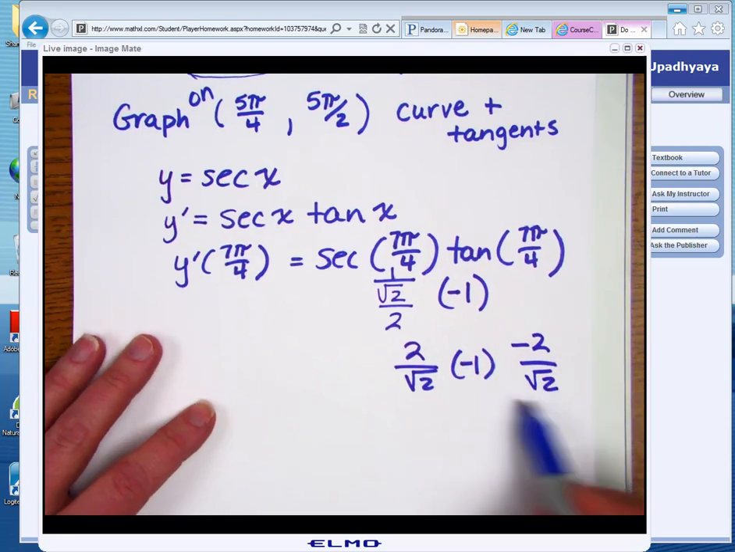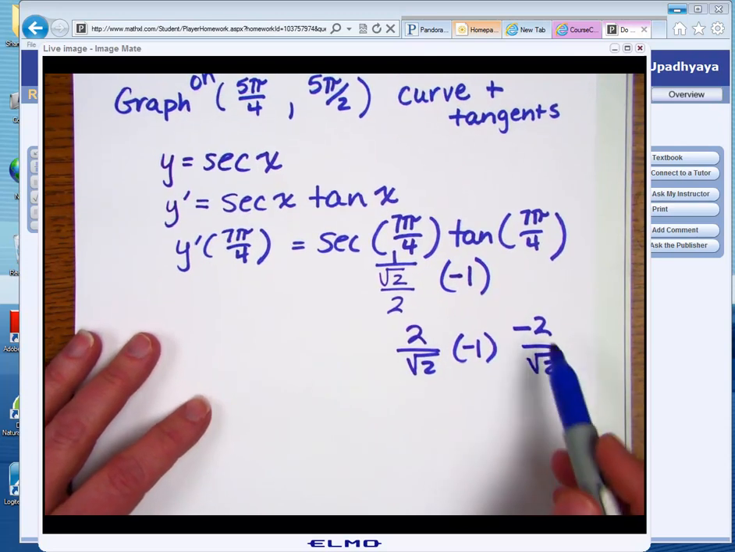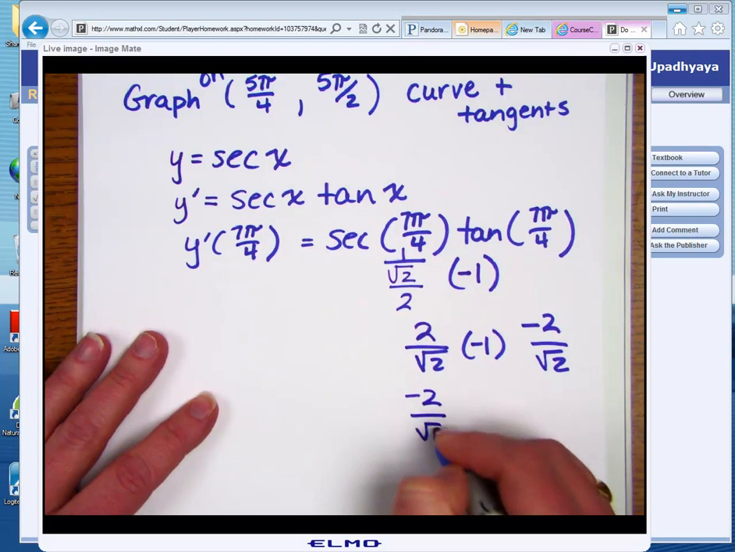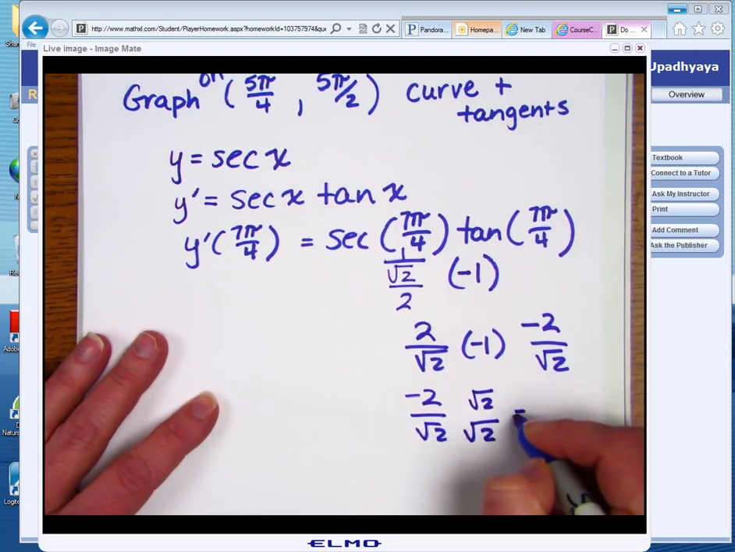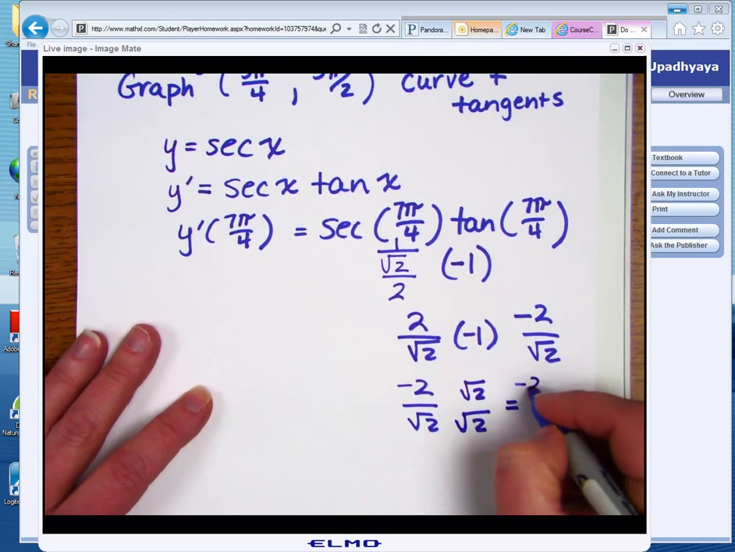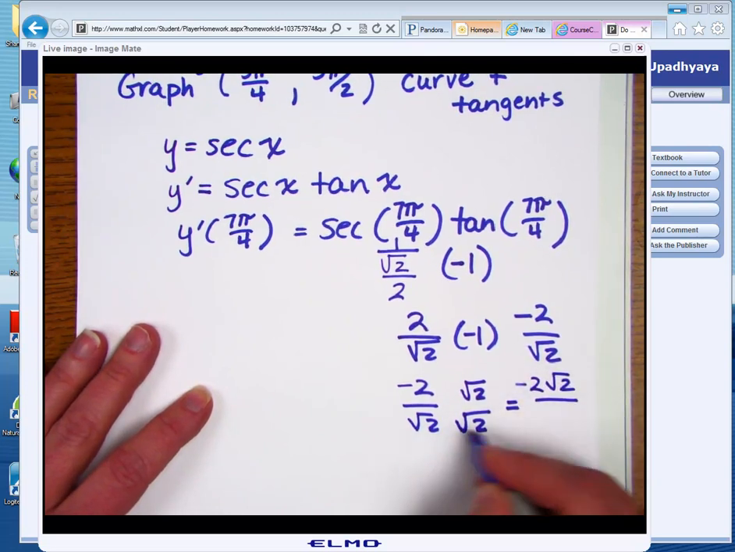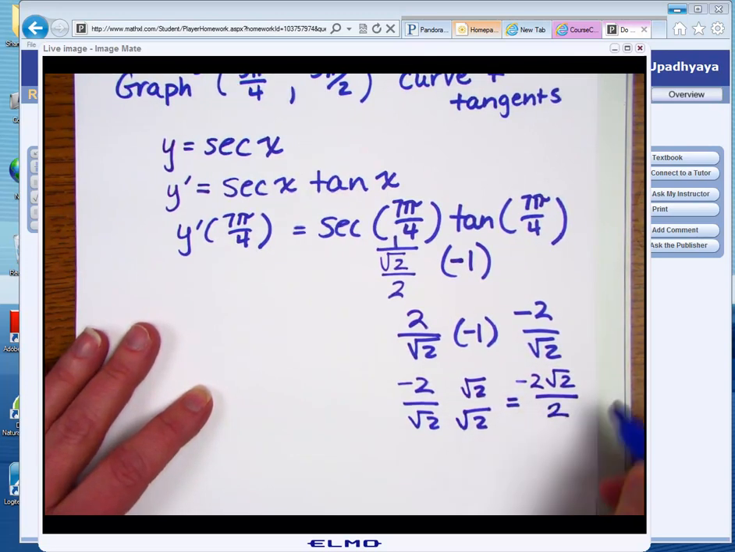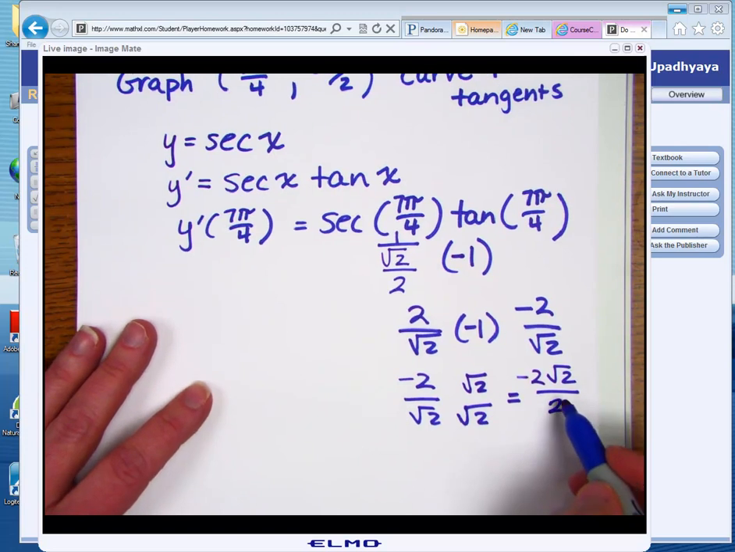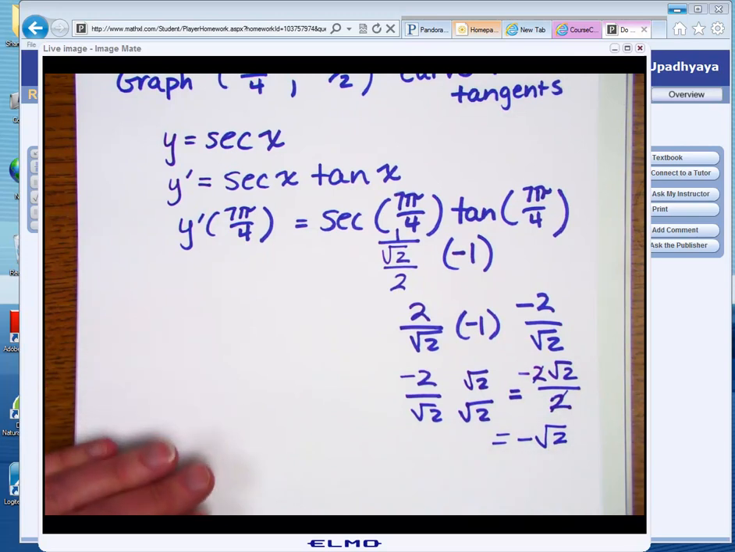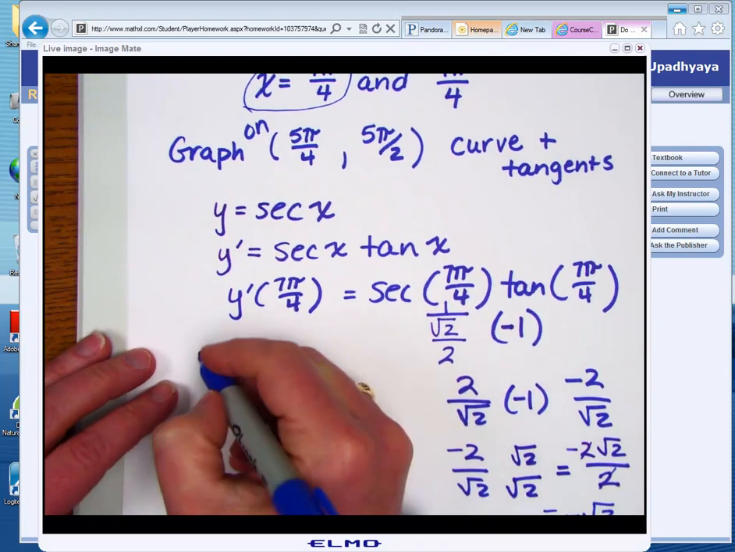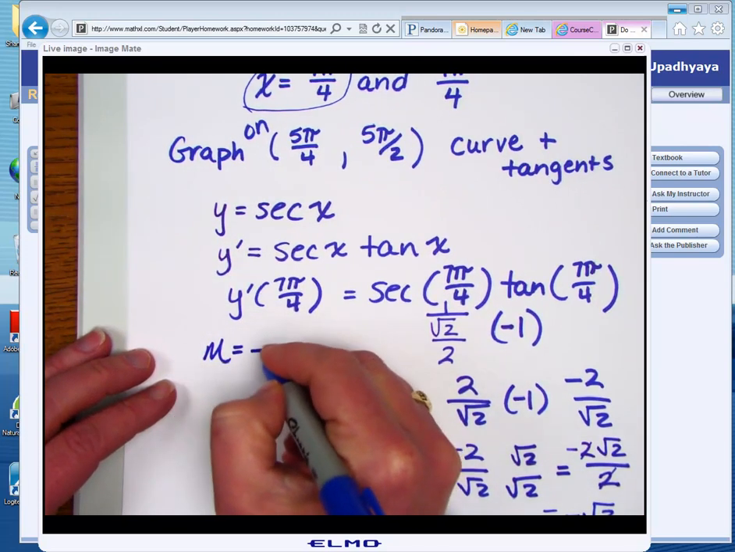Now we don't like to leave our radicals in the bottom, and this is going to simplify greatly if we get rid of our radical by multiplying by square root 2, top and bottom. I get -2 square root 2. A radical times itself, if it's a square root, is just that number, so it's 2. The 2's cancel, so my slope is going to be minus square root 2. Now I know the slope of that tangent line is negative square root 2.